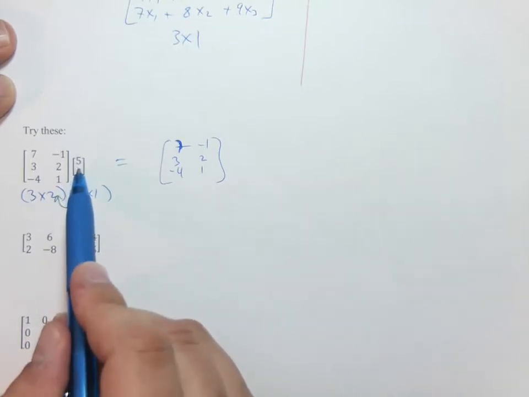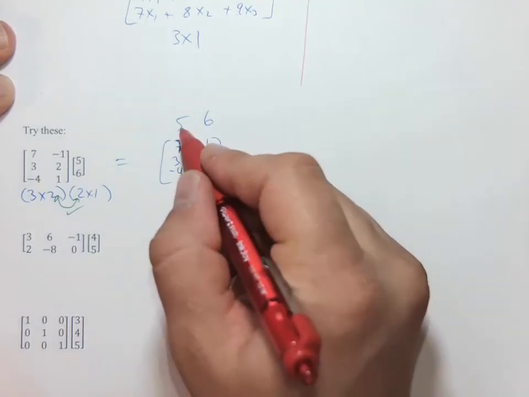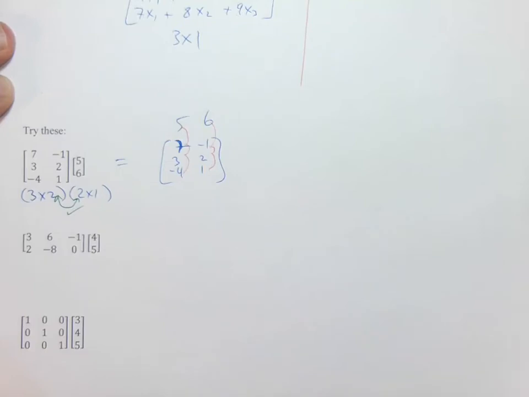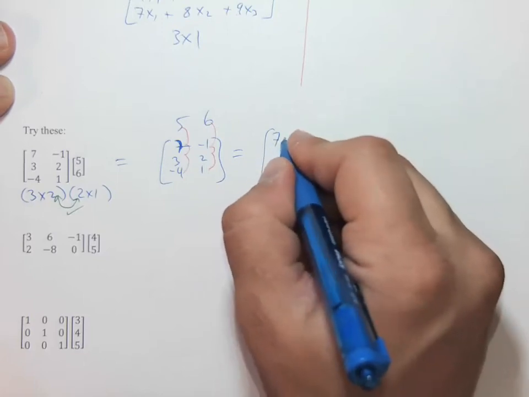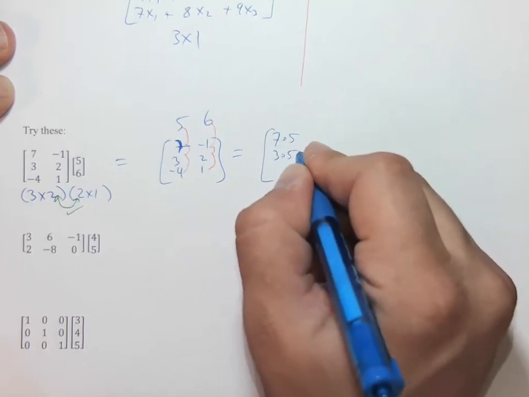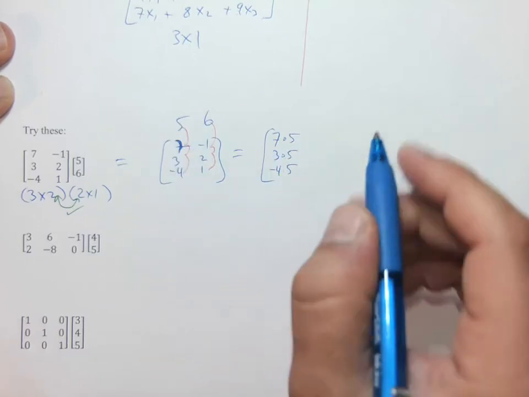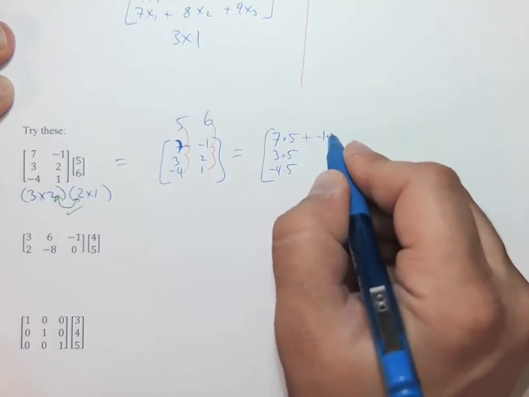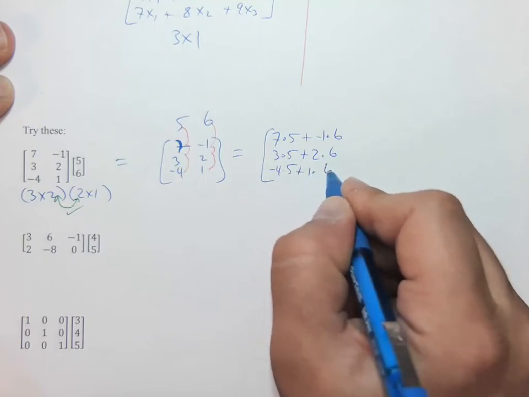I think about taking the 5, 6 and stacking it up here, and then I know that the 5 is going to scale this column, and the 6 is going to scale this column, and then we're just going to add those things together. So I'm going to write the details out here. It's going to be 7 times 5, 3 times 5, minus 4 times 5, right? So we're taking 5 and scaling the first column, and then we're going to add minus 1 times 6, 2 times 6, and 1 times 6.